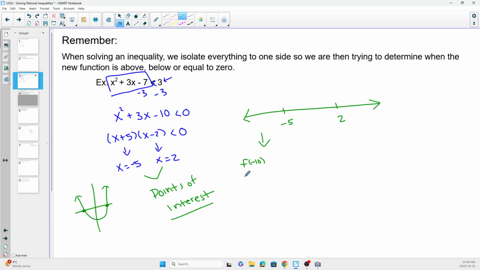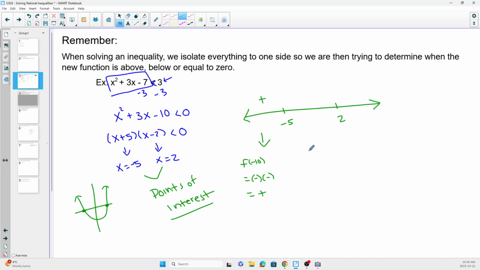So if we subbed negative 10 in, negative 10 plus 5 is still going to be a negative. Negative 10 minus 2 is still going to be a negative. We have a negative times a negative, which is a positive. So on this interval from negative infinity all the way up to negative 5, this function will have positive function values.